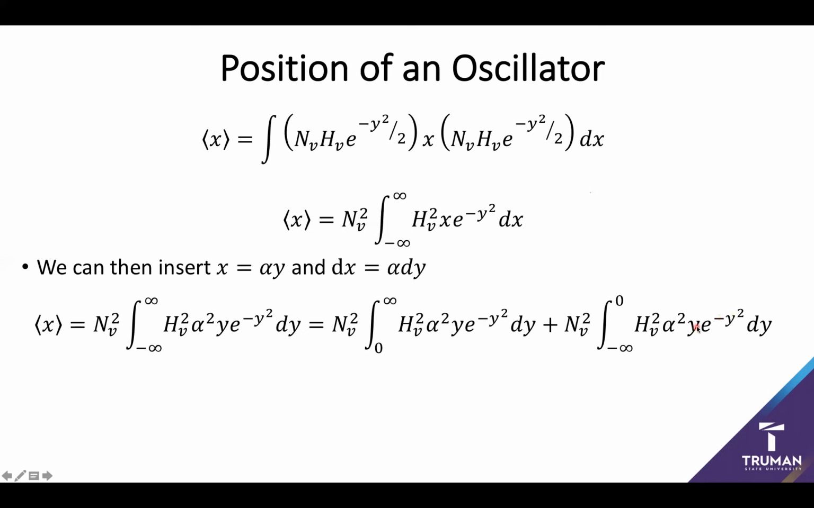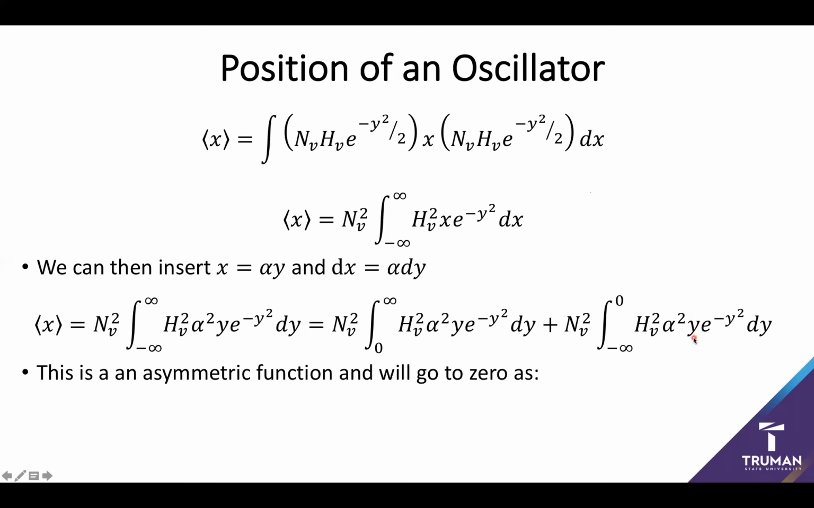However, I have an extra term here. Well, this means that when I have the positive infinity, this is going to cancel out with the negative infinity from the other expression. This is what's called an asymmetric function. So when this function is positive, this function is negative. So when I add the two functions together, the answer is 0.